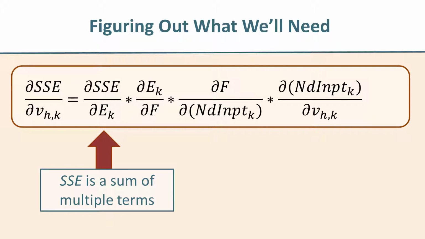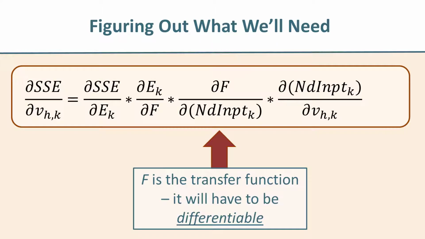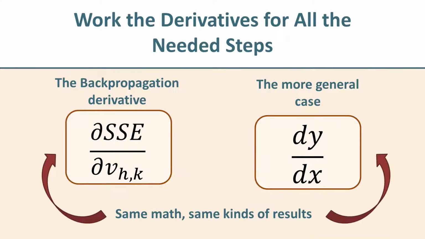The first of those is the derivative, the partial derivative actually, of the sum-squared error with respect to the error term. Then we need the derivative of the error term with respect to the transfer function. That's f. Then we need the derivative of the transfer function with respect to the inputs into that transfer function. And finally, we need the derivative of the inputs into that transfer function with respect to a given specific connection weight that is leading into that function. And all of these derivatives, by the way, are partial derivatives.